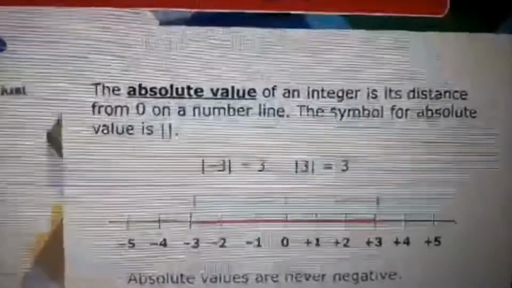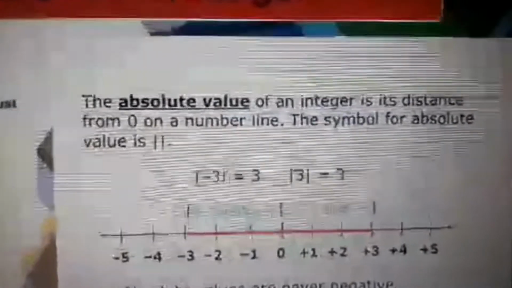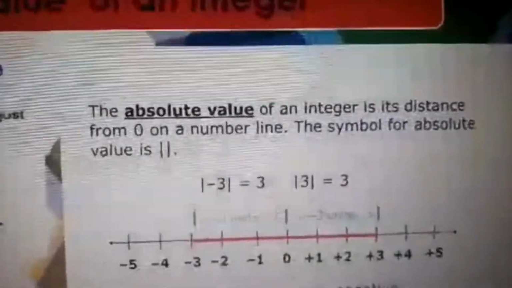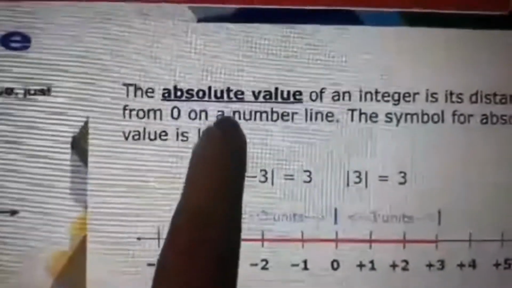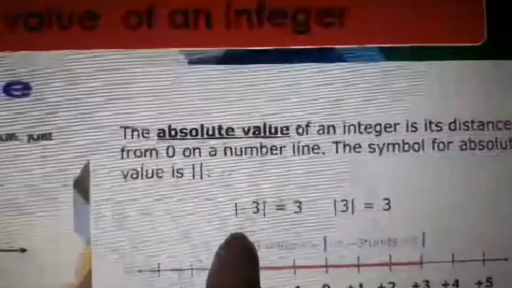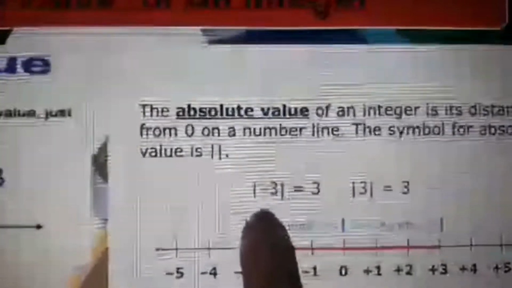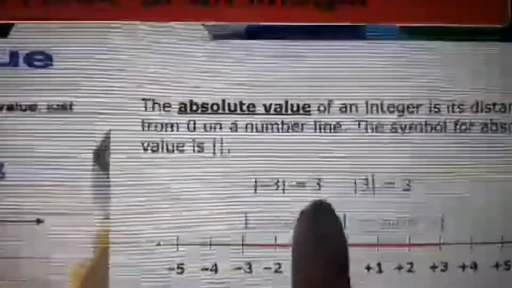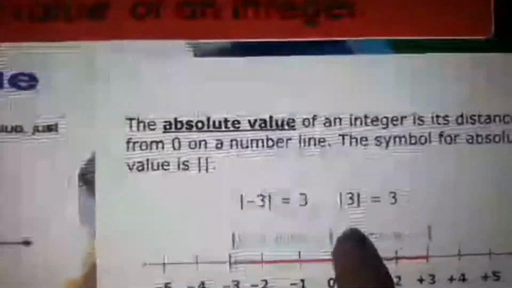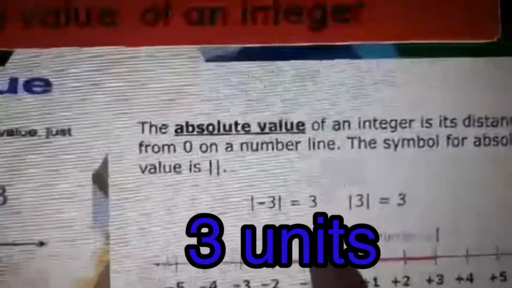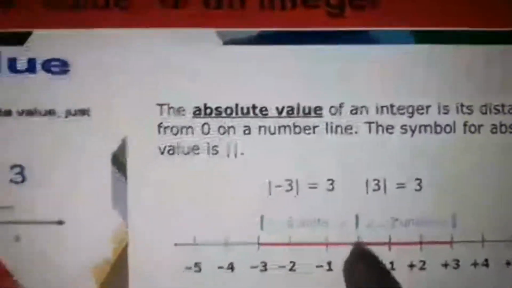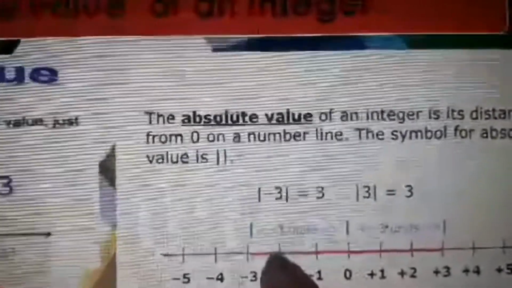Okay, the absolute value of an integer is the distance from 0 on a number line. The symbol for absolute value is this one. This is the symbol of absolute value. So here is the example. The absolute value of negative 3 is equal to 3. The absolute value of 3 is equal to 3. So how many units are there? There are 3 units. Starting from 0, we count 1, 2, and 3.